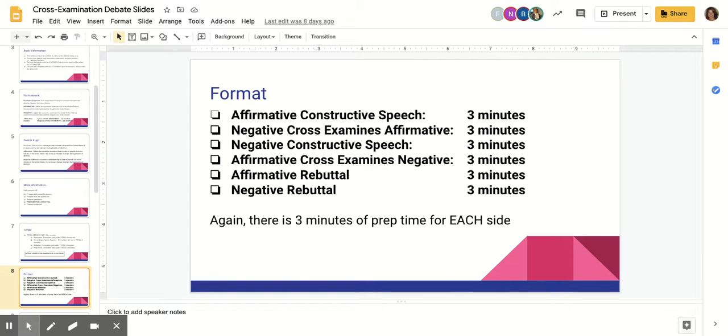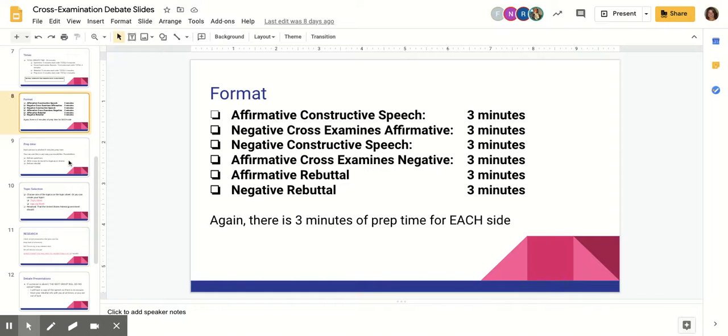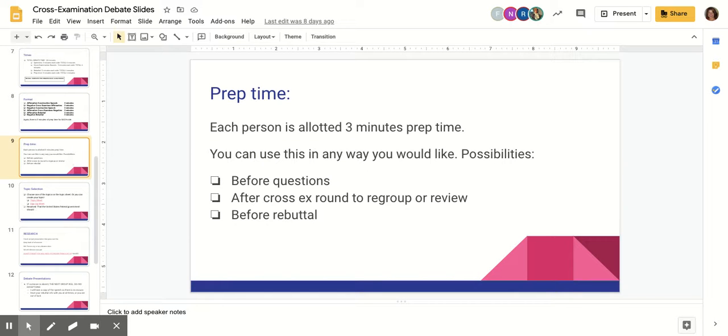In a court of law, the negative side, the side that does not have to prove the innocence of anyone, always goes last. And that's why in debate, the negative side, the side that doesn't have to prove that this law is a good idea to be changed, always goes last. And then you have 3 minutes of prep time. So it's a really easy time to remember because everything is basically 3 minutes.